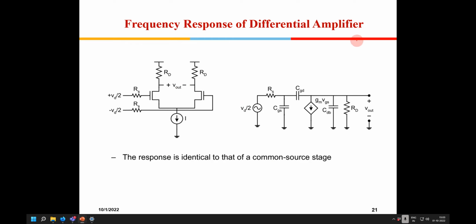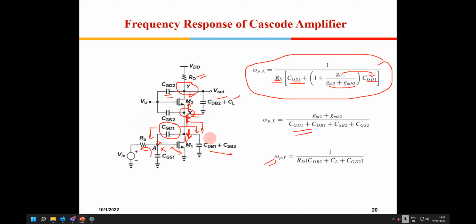Now, frequency response of a differential amplifier. Yeah. Tell me. Sir, one doubt. Yeah. Can you go back please?